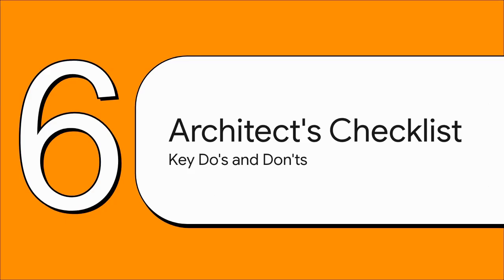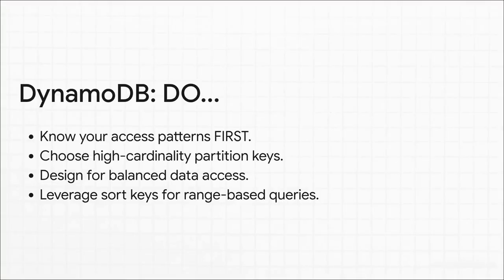Okay, that was a lot to cover. So, to wrap things up, let's just boil this all down into a really clear, actionable checklist you can take with you to your next project. All right, first up, the do's. And I'm going to say it again. Always, always know your access patterns before you do anything else. Always choose partition keys with tons of unique values. Think user IDs or UUIDs to keep things balanced, and really take advantage of that sort key for powerful, efficient range queries.